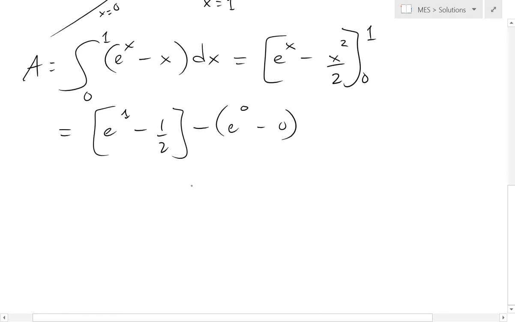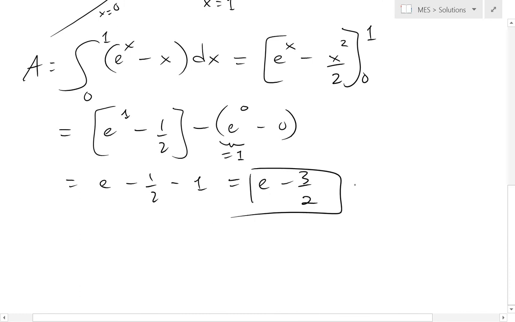Right there we plug in 0, and we get e minus 1 over 2, then minus 1. So this equals e minus 3 over 2, and that is our answer.